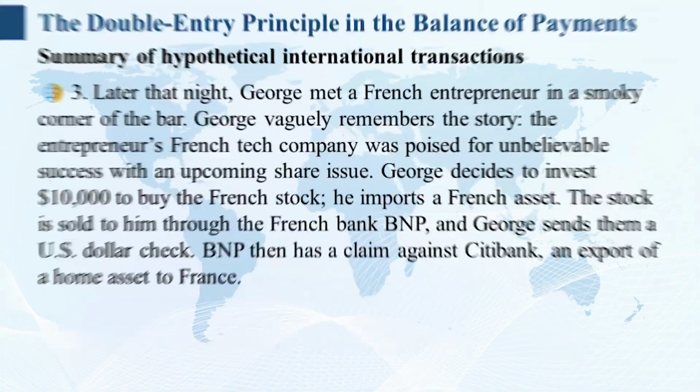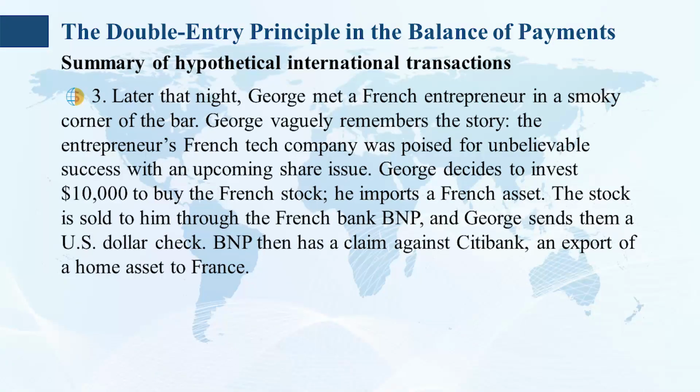Case 3. Later that night, George met a French entrepreneur in a smoky corner of the bar. George vaguely remembers the story. The entrepreneur's French tech company was poised for unbelievable success. With an upcoming share issue, George decides to invest $10,000 to buy the French stock. He imports a French asset.